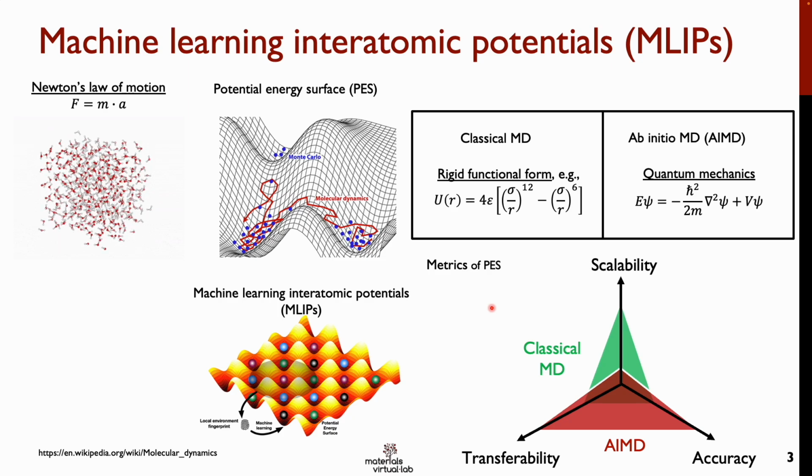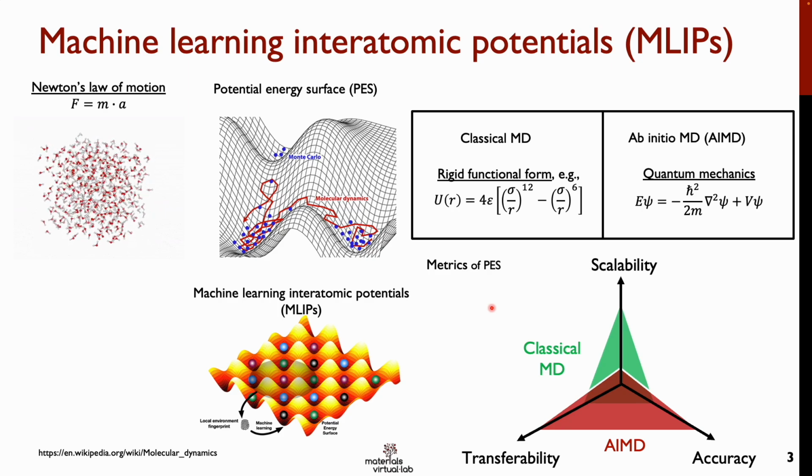And here comes the machine learning interatomic potentials. So basically, it has two enabling parts. The first is a sophisticated local environment descriptor that transforms the geometric information surrounding each atom to local environment fingerprints. And the second component is a machine learning algorithm to correlate those local environment fingerprints to the potential energy surface, which is the ground truth potential energy surface obtained from ab initio simulations.